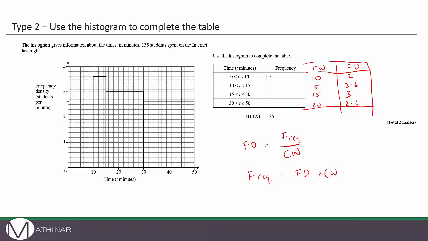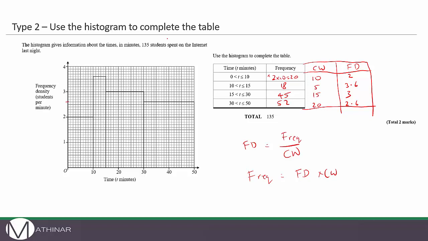So if I want to work out the frequency here from 0 to 10, it's going to be frequency density, which is 2, times class width, which is 10. 2 times 10, 20. For this one, it's going to be 3.6 times 5, which is 18. 3 times 15, 45. And then 2.6 times 20, 52.